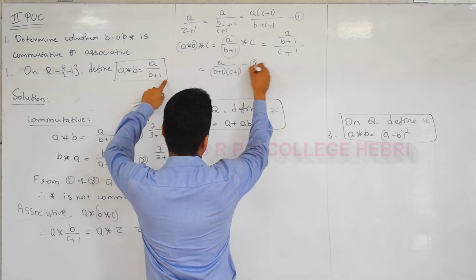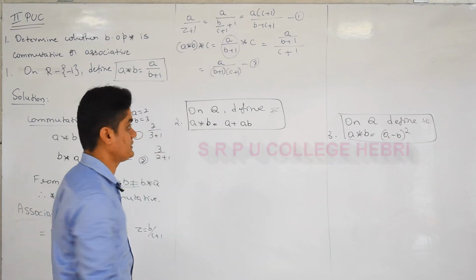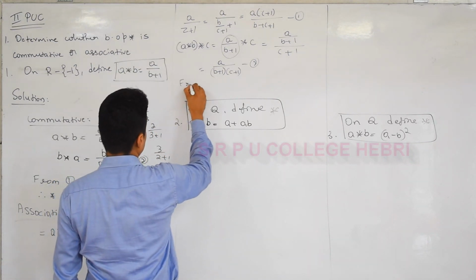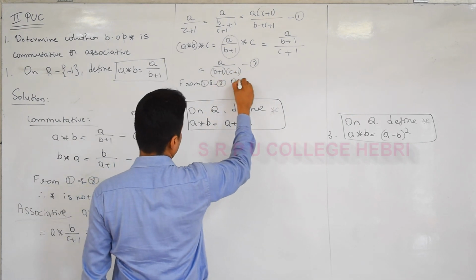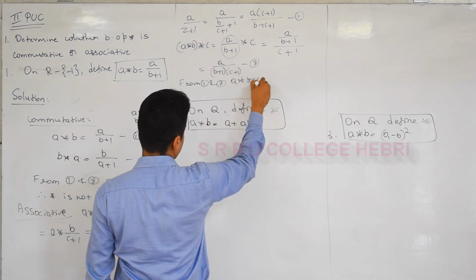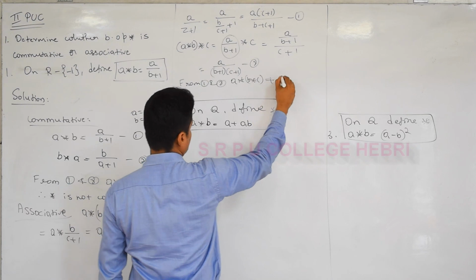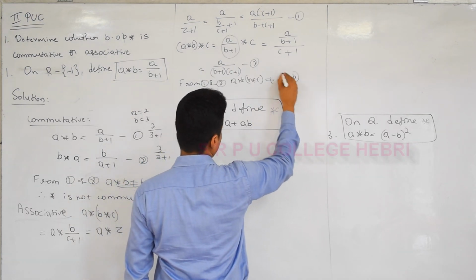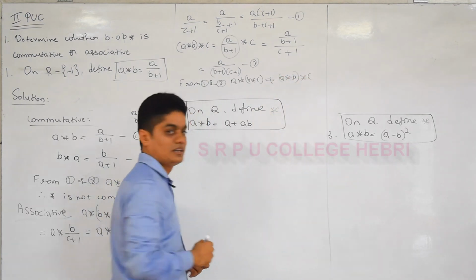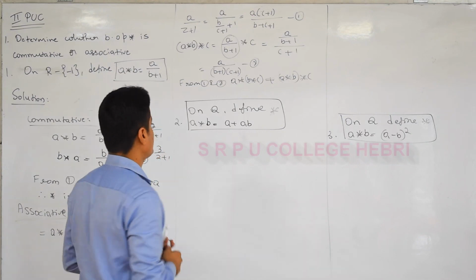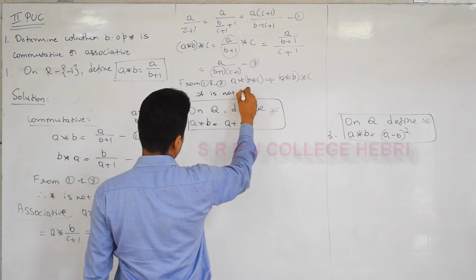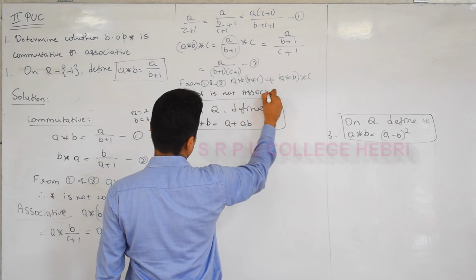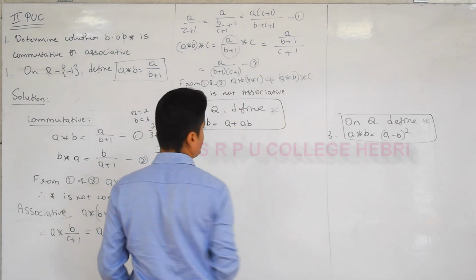When you observe these two, anyone can tell the conclusion from 1 and 2. Are they equal? A star (B star C) is not equal to (A star B) star C. So if they are not equal, what is the conclusion? Star is not associative, correct?